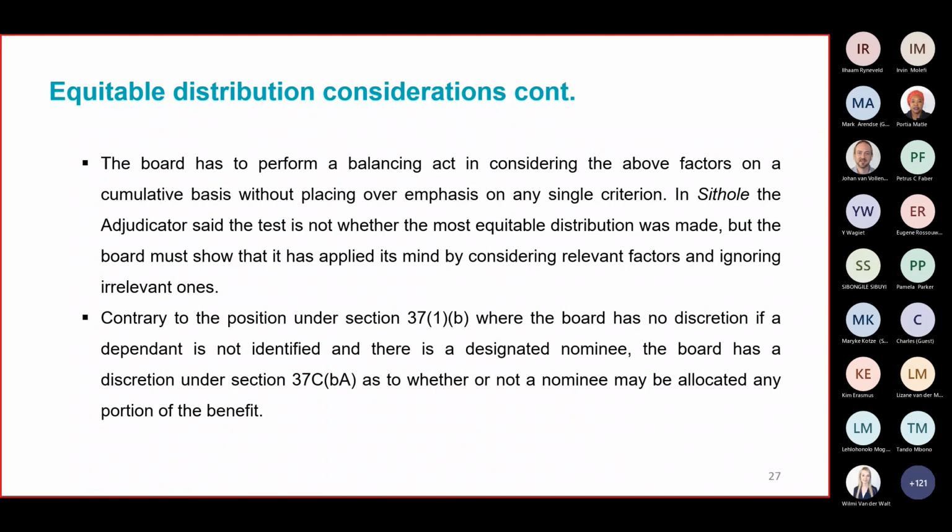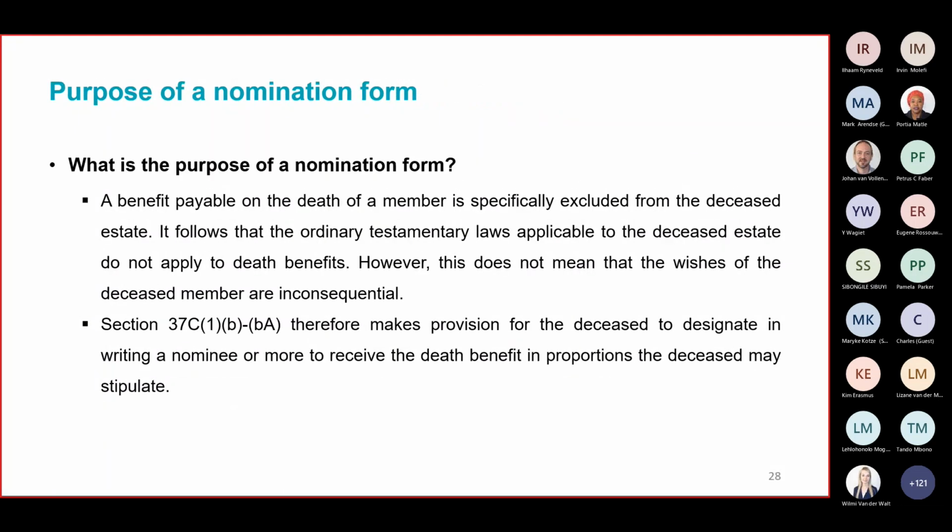So, contrary to the position under section 37(1)(b), where the board has no discretion if a dependent is not identified and there is a designated nominee, the board has a discretion under section 37(c)(b)(a) as to whether or not a nominee may be allocated any portion of the benefit. Turning now to the purpose of a nomination form.